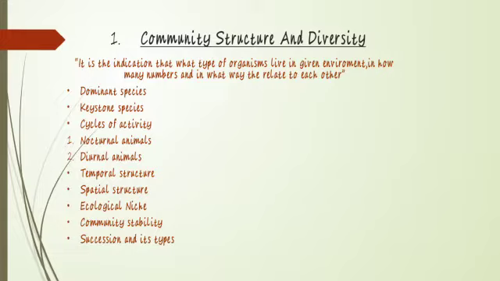What is community? It is the indication of what type of organisms live in a given environment, in how many numbers, and in what way they relate to each other. The elements that are included in community structure are dominant species, keystone species, cycles of activity that include nocturnal animals, diurnal animals, temporal structure, spatial structure, ecological niche, community stability and succession and its types.